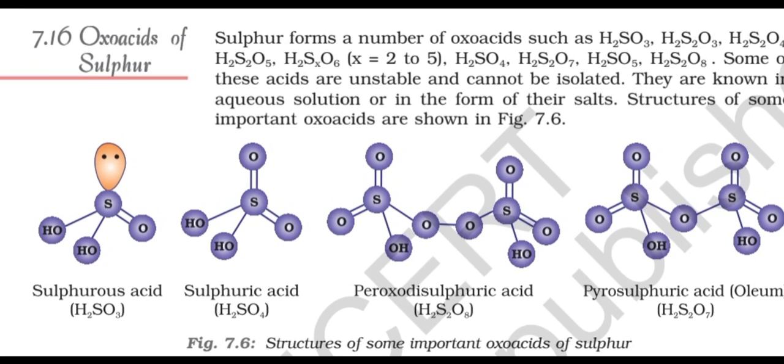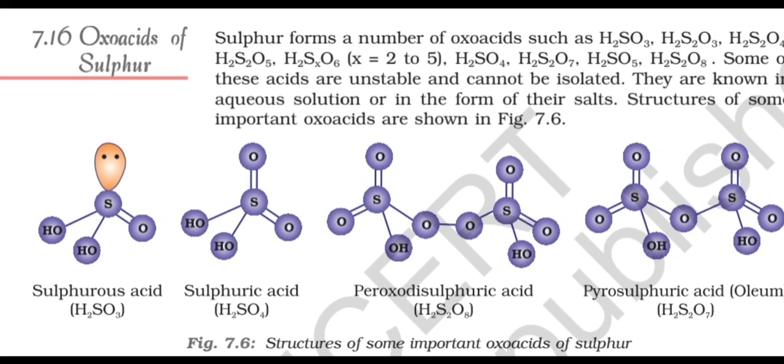A 1 mark question is often asked: what is the number of replaceable hydrogen atoms in the case of H2SO4 or H2SO3? In the case of H2SO4, what do you observe? They have 2 replaceable hydrogens, so it is dibasic. And likewise, H2SO3 is also dibasic.